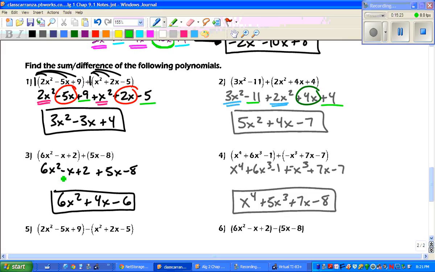Okay, and there we go. So just make sure to, well, nothing could combine with a 6x squared. Negative x plus 5 gives me positive 4. And then the 2 minus 8, negative 6. So you're just finding things that are the same, combining them, and then making sure they're in order.